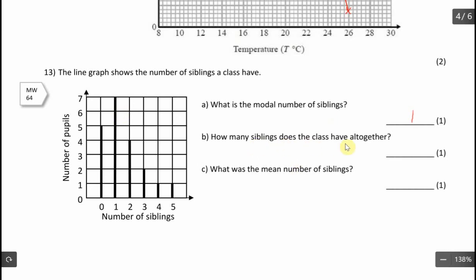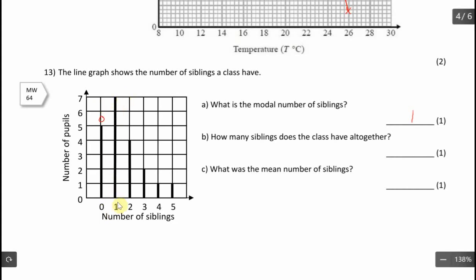How many siblings does the class have altogether? Now this is not as easy as it looks. If we look at this first bar and actually think about what it means, this means that 5 people had no siblings. So how many siblings is that? 0. 5 lots of 0 siblings is 0.